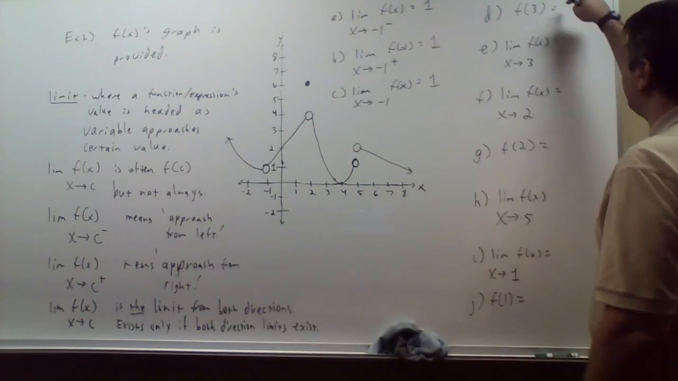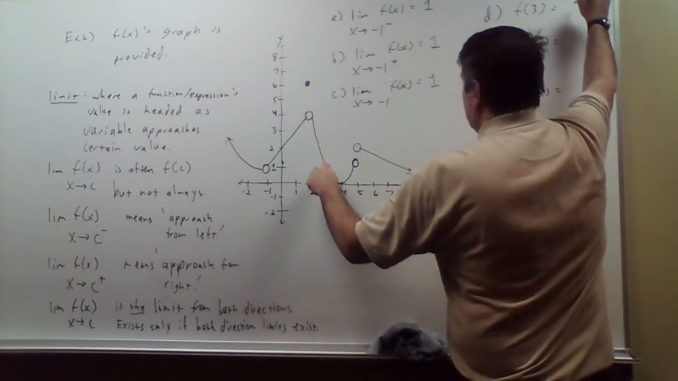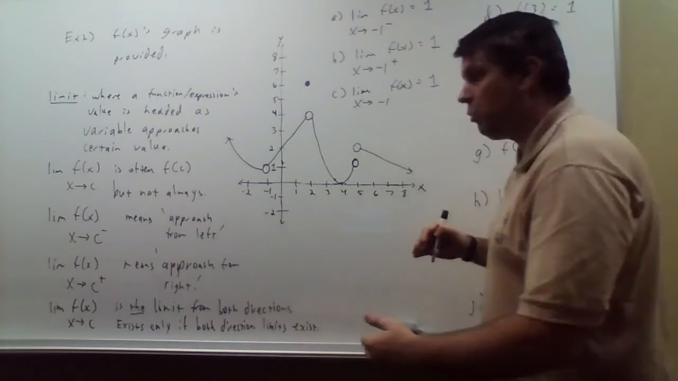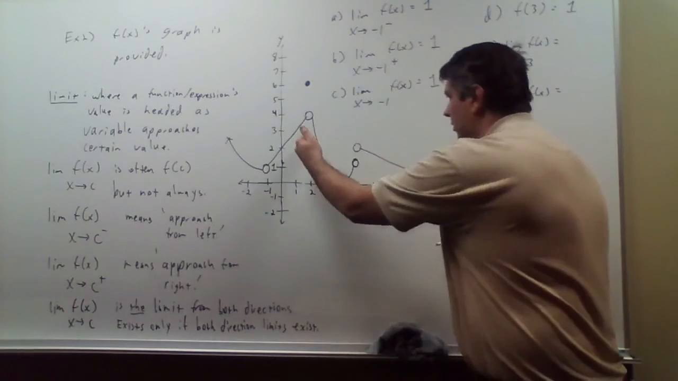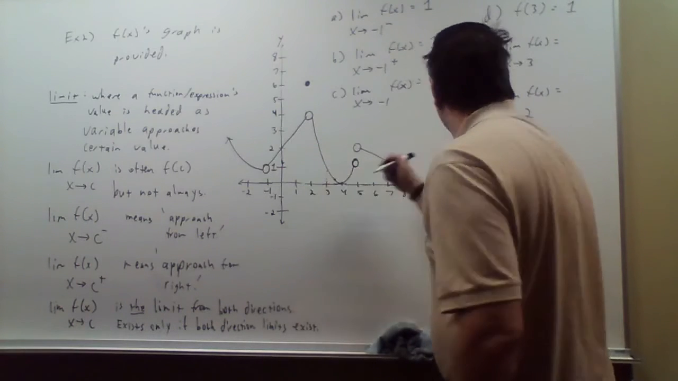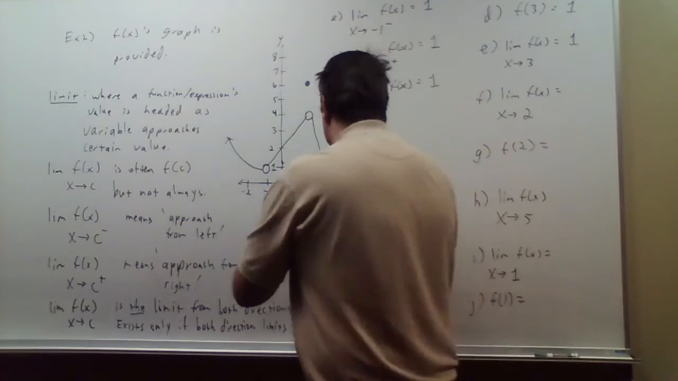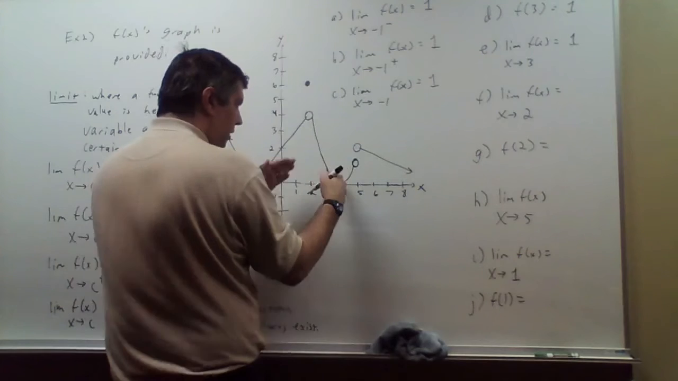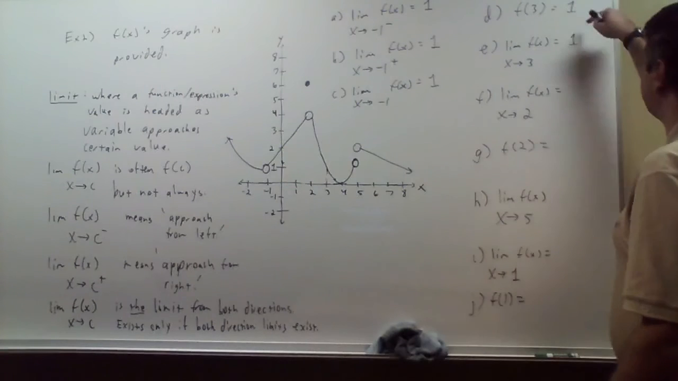All right, f of 3. I'll go to where x equals 3 on the number line, and the matching y is 1. What's the limit as x approaches 3? Well, if I follow the function value towards x equals 3, from the left, it's headed to 1. As I follow it from the right, it's also 1. So since the limit from both directions is 1, that's the limit as x approaches 3. Notice it was the same as the function value.